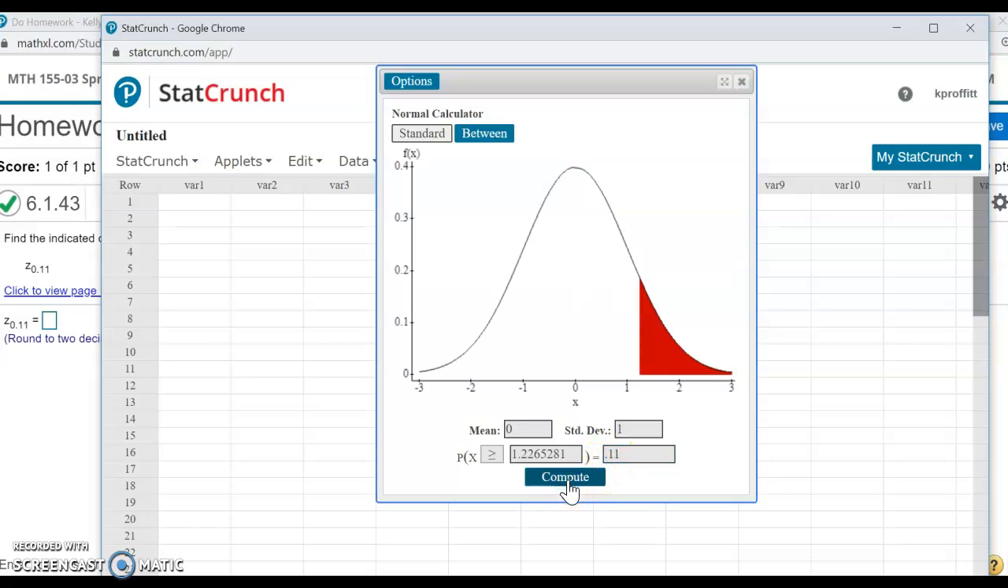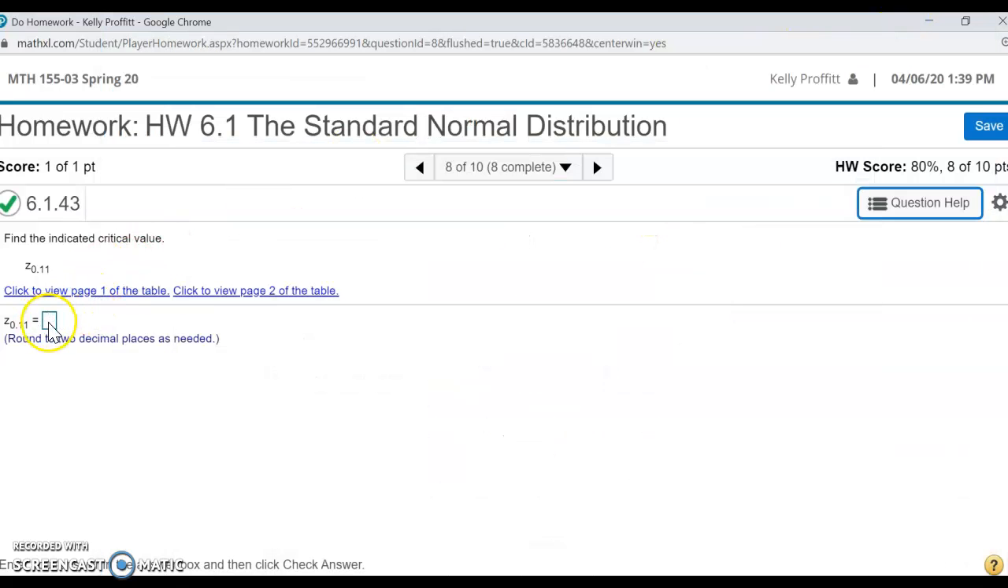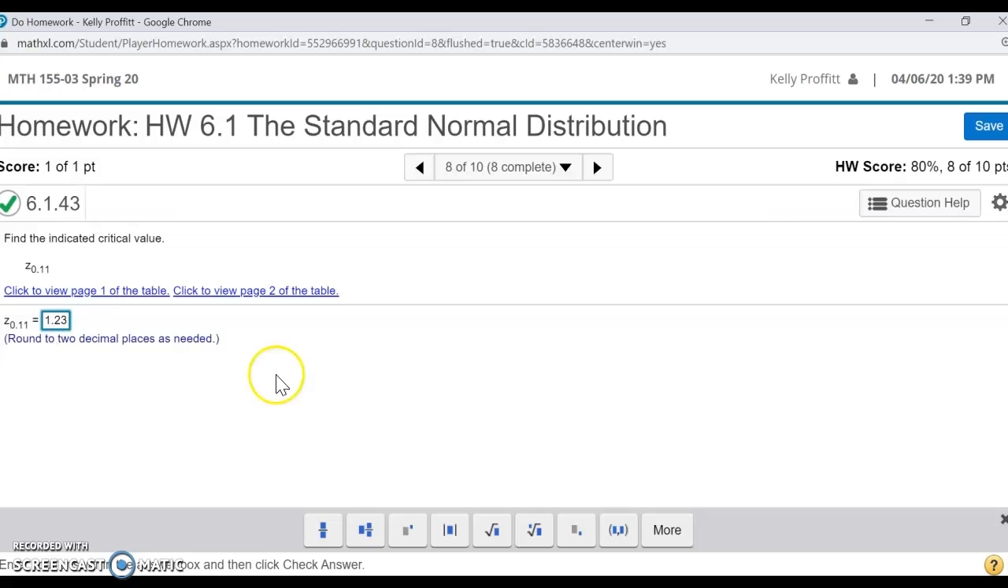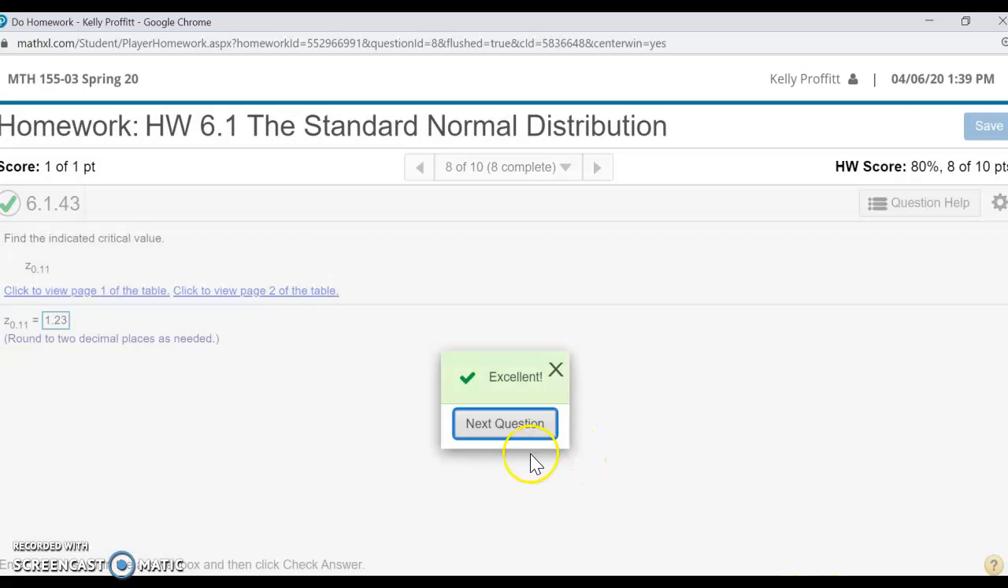And we click compute, and that z-score is 1.23. They want 2 decimal places, so it would be 1.23. And we check that, and that's all it is to it.